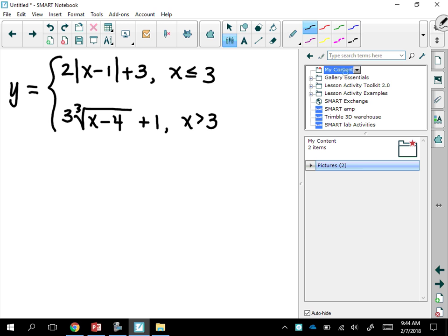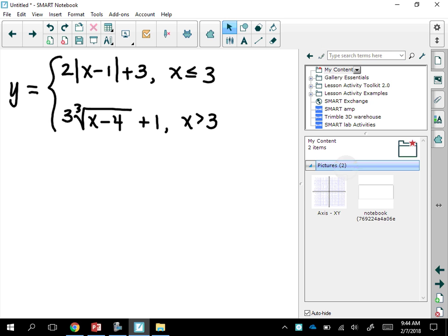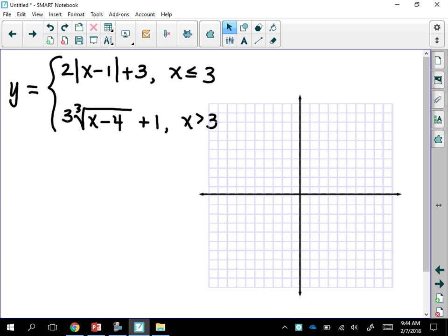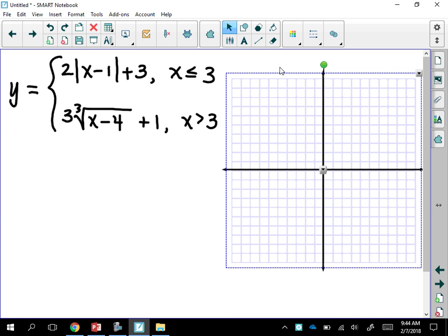Know how to do it, then you should be fine. All right, so here's our function. We're going to graph this. And it's just two different pieces, okay? You have the absolute value function, and then you have the cubic root function. Just take it one at a time. So let's graph the absolute value function.